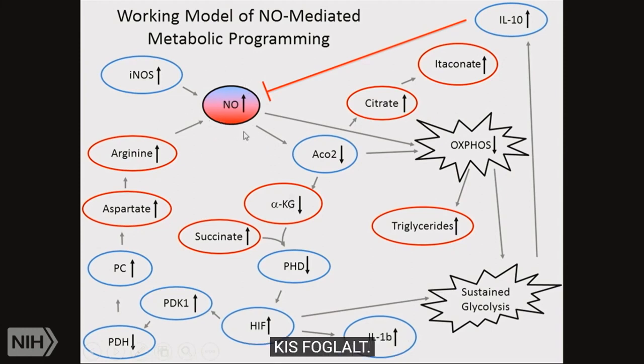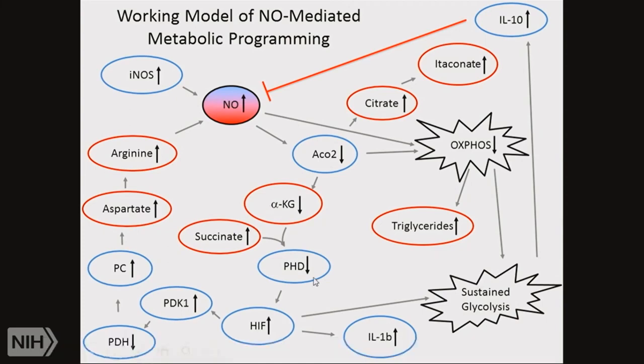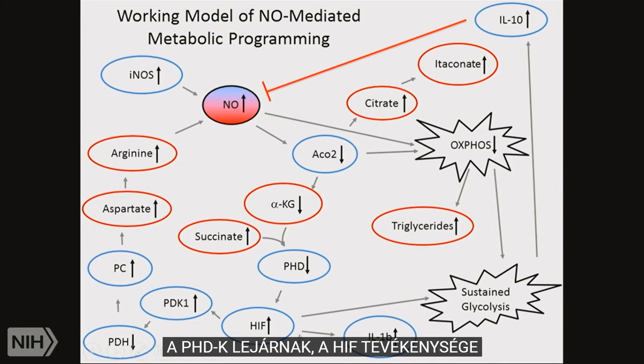So this is kind of an NO-centric view of programming, right? So what I showed you is that this redox molecule directly can reduce oxidative phosphorylation. It can suppress aconitase 2, which is controlling the conversions between citrate and alpha-ketoglutarate so that alpha-ketoglutarate levels fall. This differential is out of whack. The PHDs go off. HIF activity goes up. That's been reported to be involved in the production of IL-1.